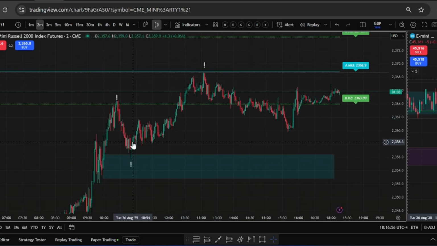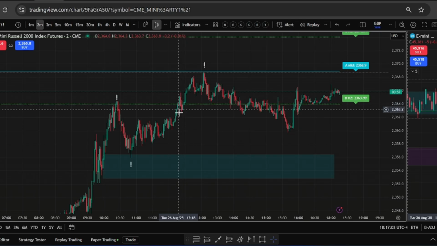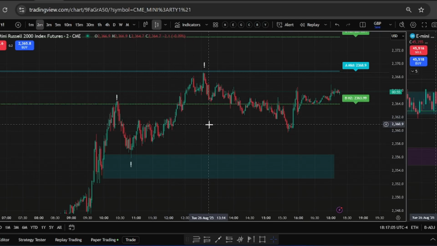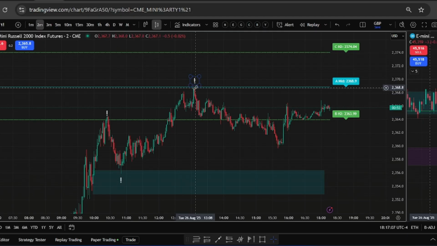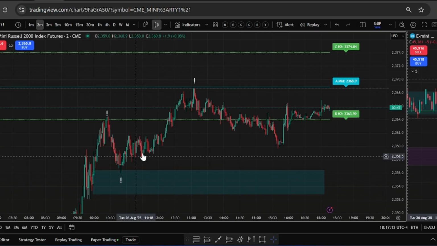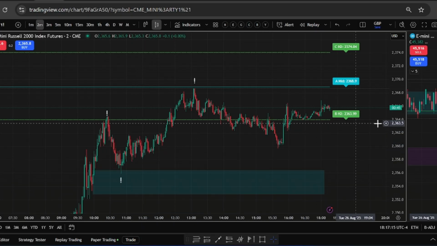Like if you would have entered here, I would have suggested you close your trade here, because I mean, it could reverse easily. But anyways, it went to this level and then it reversed. So yeah, here could have been a trade entry for RTY today.